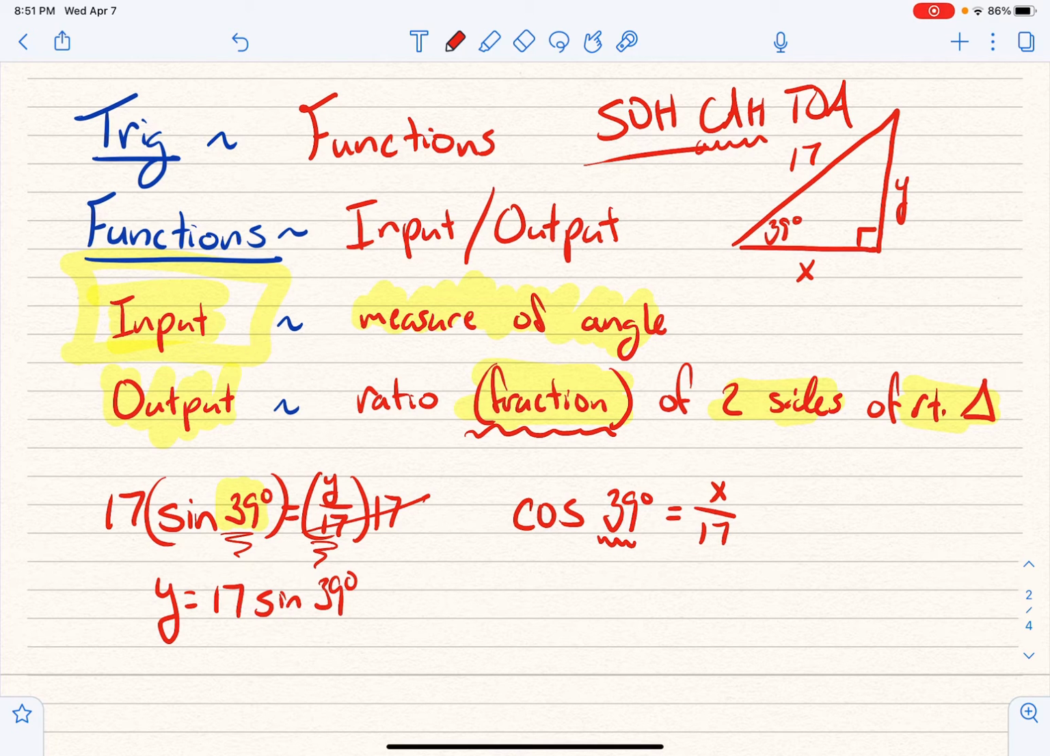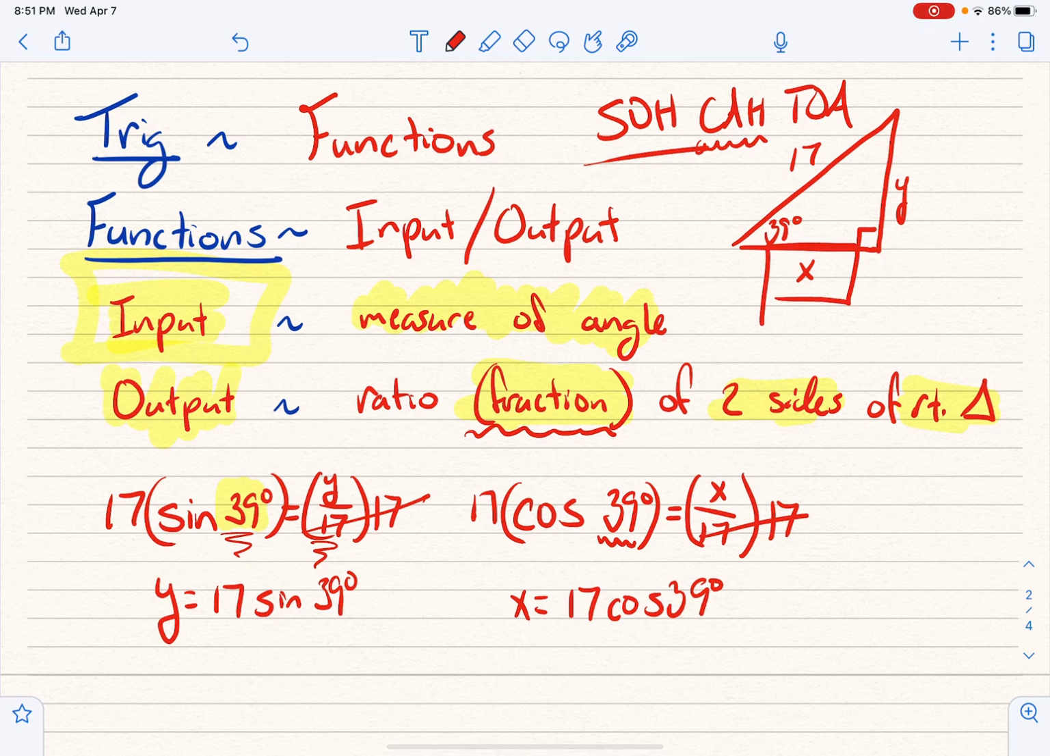And that's something I have to plug into a calculator. I don't just know that. I have to look and go, okay, that one I gotta have a calculator for. And same thing with this other side. Over here, I can multiply this by 17 and this by 17. These cancel out, and that gives me that x is equal to 17 times the cosine of 39 degrees. And again, got to plug that into a calculator at that point, and I'd be able to figure out what this side x and what this side y is on that triangle.